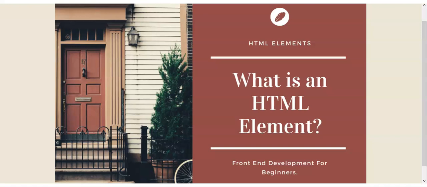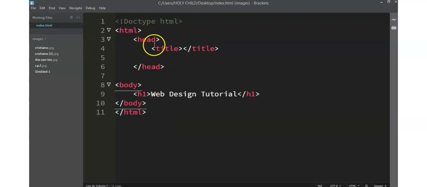So in this lecture, we are going to explore the HTML elements. So first of all, what is an HTML element? As you can see from the Brackets window, an HTML element consists of an open tag, close tag, and the content inside the tag. Okay, so which makes the whole of this line an element called h1 element.